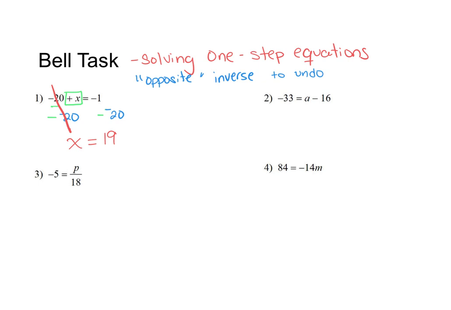In the second problem, as we are looking at A, we notice that we are subtracting 16. The opposite of subtraction is addition, so we add 16 to both sides. This causes one side to become 0, so it cancels out. And then negative 33 plus 16 gives me negative 17.